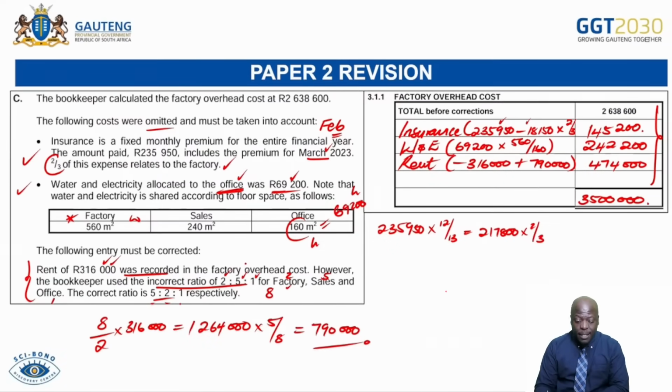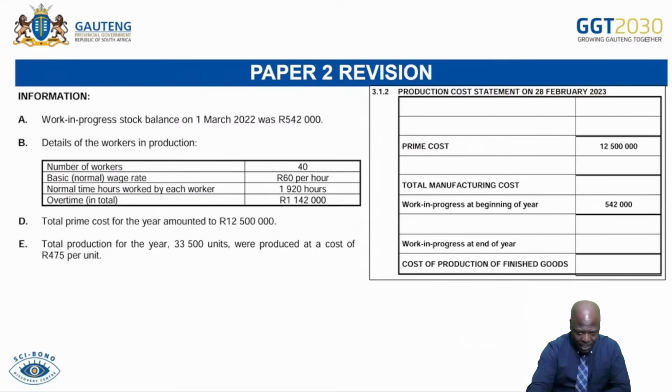Welcome back, dear learners. Before the break, we did calculations that pertain to effective overhead cost note. Remember, there were omissions and there were errors. And before that, we spoke about the structure of the paper for paper 2. So now we're going to go on to the next part of this question.